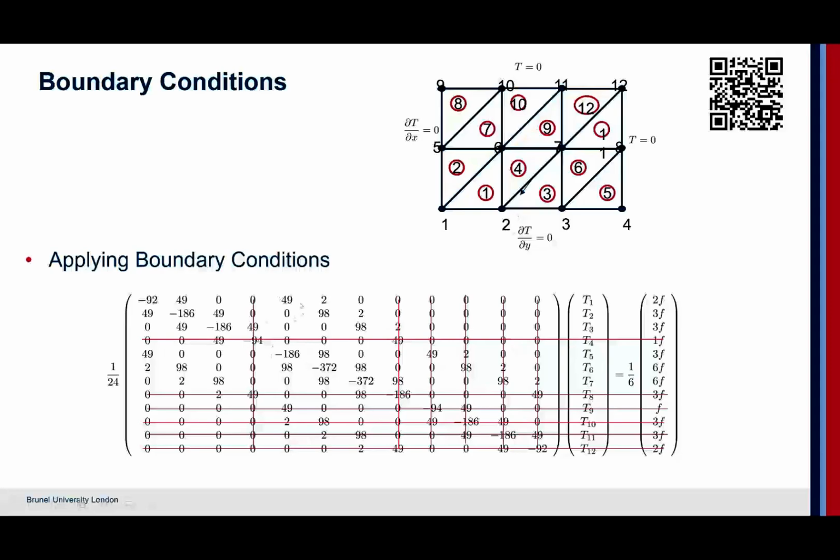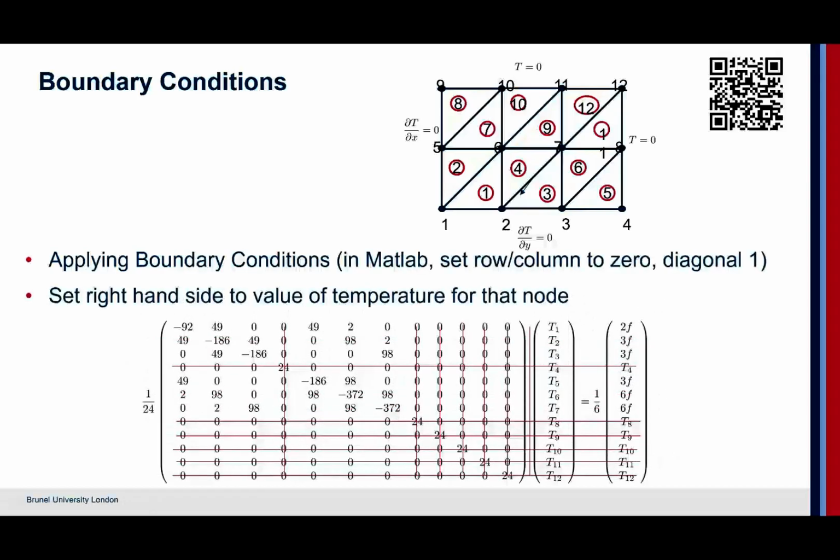Now, if you remember before, I just basically wrote a kind of shrunk matrix. In Matlab, what we do instead is we actually set those elements equal to 0. So everything is set to 0 in a row which is fixed, apart from the diagonal, which is set to 1. Now bear in mind we've got a 1 over 24 outside, so in this case it's 24, but essentially what we're doing is we're setting that row to 24 here.